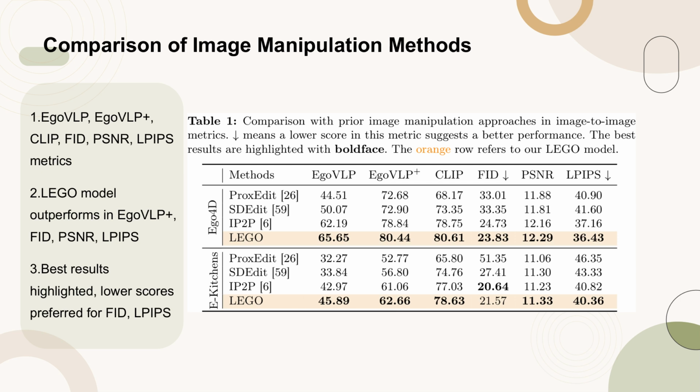Table 1 presents a comprehensive comparison of various image manipulation methods using multiple metrics. The metrics used include EgoVLP, EgoVLP+, CLIP, FID, PSNR, and LPIPS. The table clearly indicates that our LEGO model performs exceptionally well, particularly in the EgoVLP+, FID, PSNR, and LPIPS metrics. The best results in each metric are highlighted, with lower scores being preferred for FID and LPIPS. This table serves as a critical tool for evaluating and understanding the performance of different image manipulation techniques.